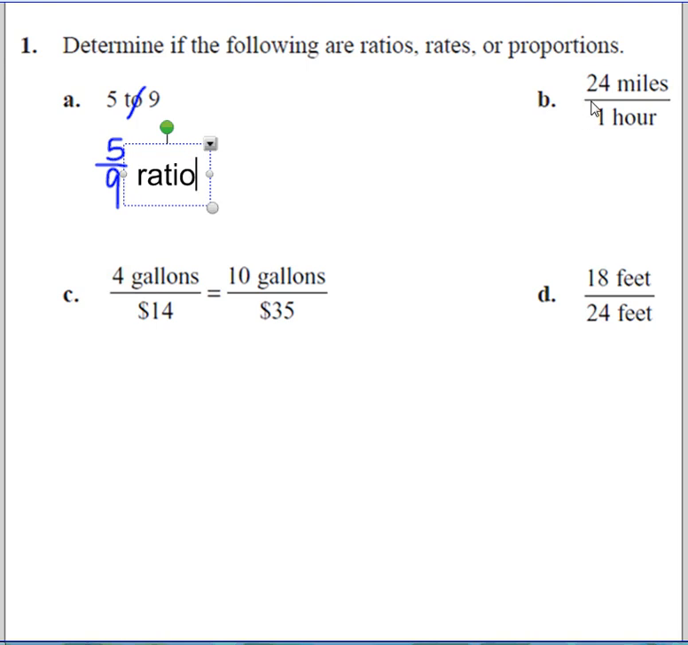For B, we have 25 miles over 1 hour. Notice miles and hours are different units of measurement, and so that is where we have a rate. C is comparing two rates, and it's saying 4 gallons is to $14 as 10 gallons is to $35. The key factor there is that equal sign, so we're comparing two of them, and that gives us our proportion.